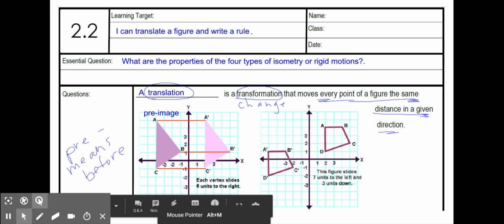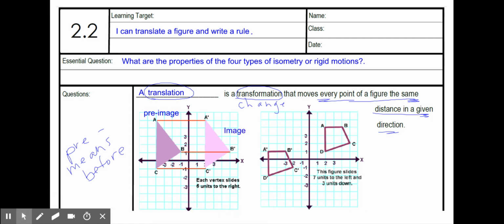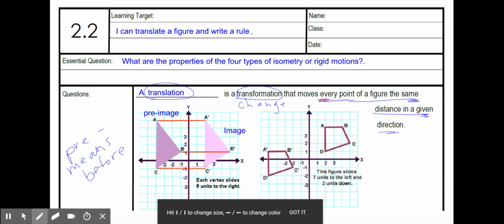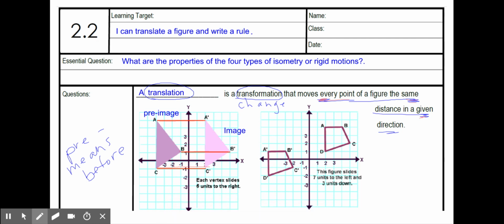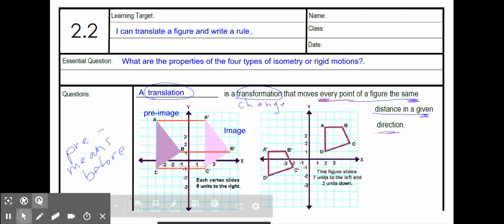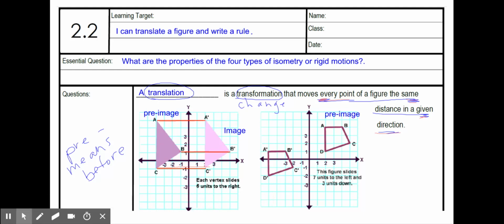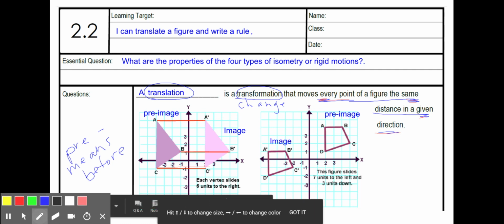Once we move the image, then we call it the image. Notice that every vertex is moved the same distance, the same direction. The pre-image can live anywhere in the coordinate plane. So the figure on the right shows the pre-image is now on the right. And to move to be our image, we're going to have to move twice.